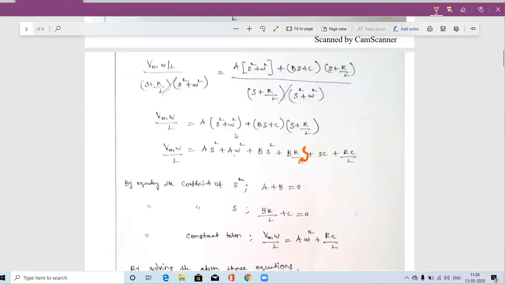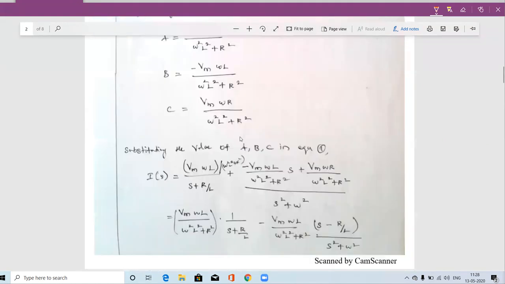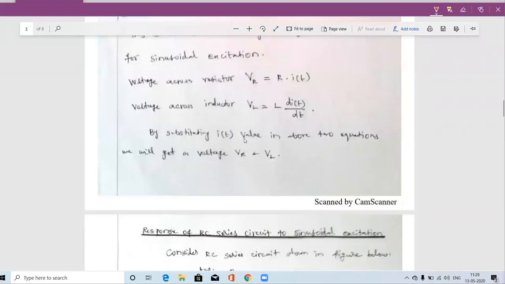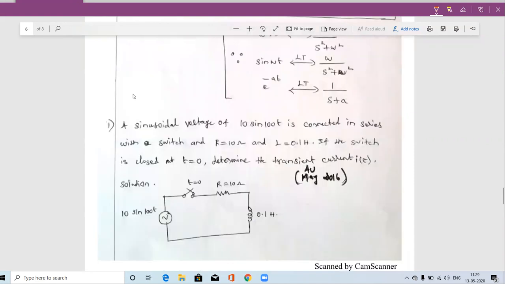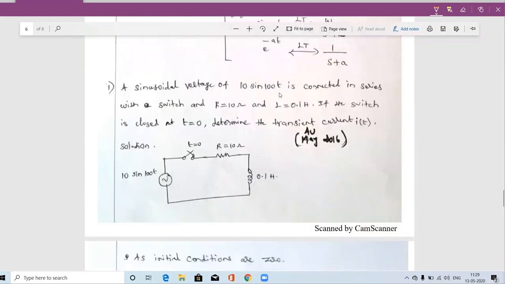By using the same circuit, we are going to solve one problem. This is a university problem from 2016. A sinusoidal voltage of 10 sin 100t. The input is a sinusoidal input, the amplitude Vm is 10 and omega is 100. This sinusoidal input is connected in series with a switch, with R equal to this and L equal to this. So the circuit is a series RL circuit.